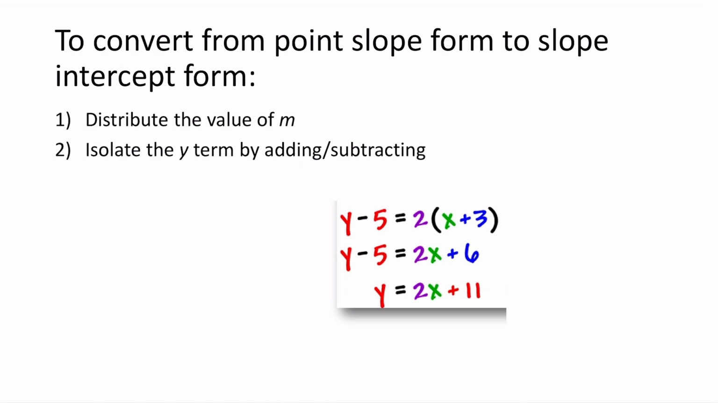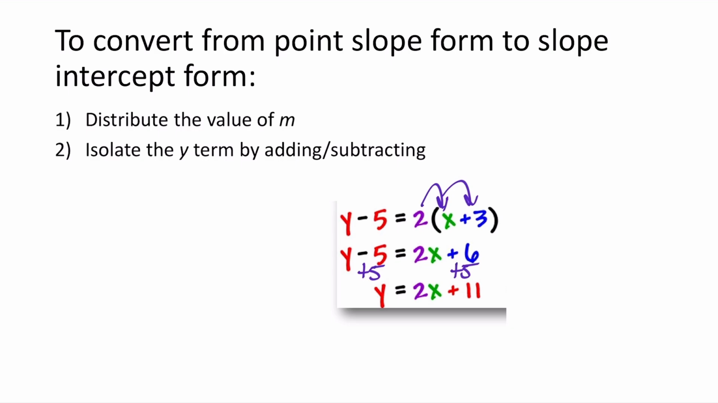To convert from point-slope form to slope-intercept form, we're going to start off by distributing the value of m. So when we have y minus 5 equals 2 times x plus 3, we're going to start off by distributing the 2. When we distribute the 2, we get y minus 5 equals 2x plus 6. Now we're going to isolate the y term by adding or subtracting. We have y minus 5, so we're going to do the opposite, and add 5 to both sides. When we add 5 to both sides, we get y equals 2x plus 6 plus 5, which is 11.